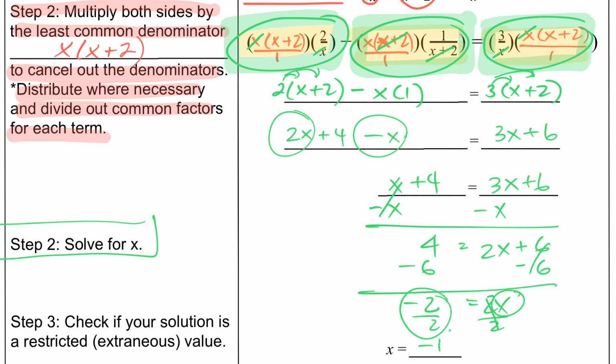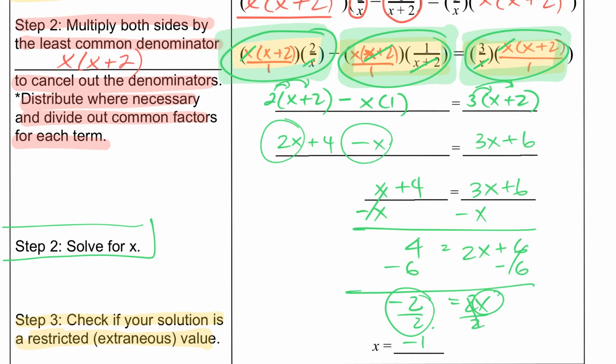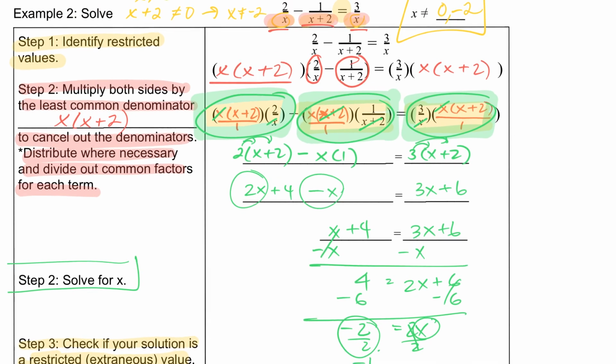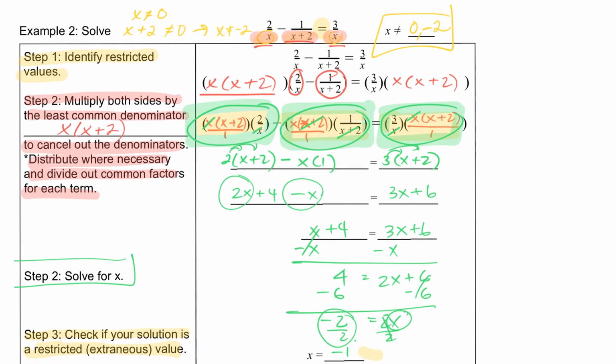Now, before we go ahead and say that we are finished, we do want to double check something about this step. We want to check if our solution was one of the extraneous values that we got up top. So I have x equals -1. Is that the same as any of the restricted values, 0, -2? It does not match, therefore x equals -1 is our solution.